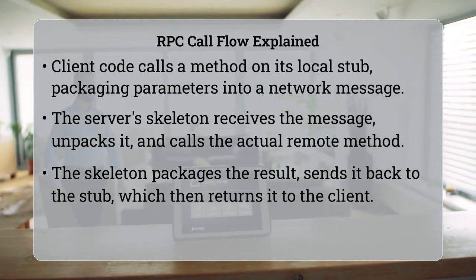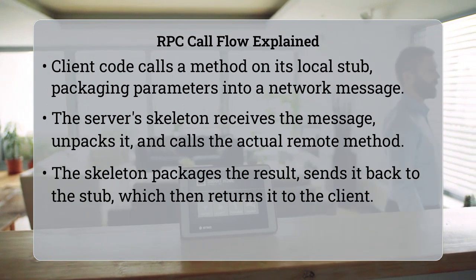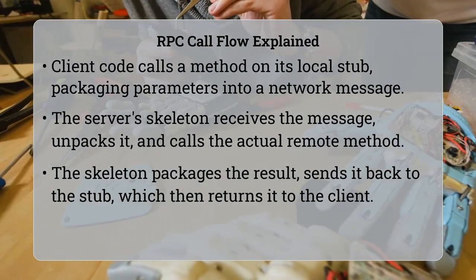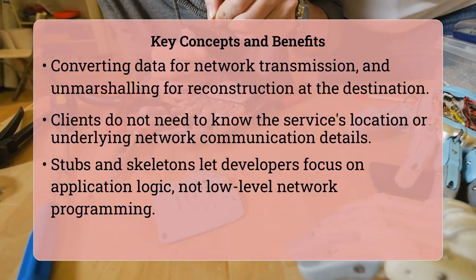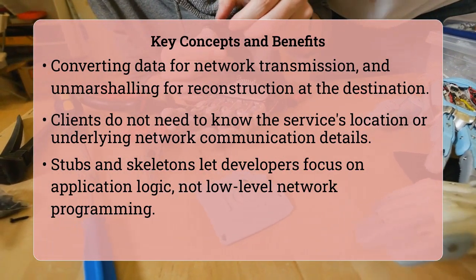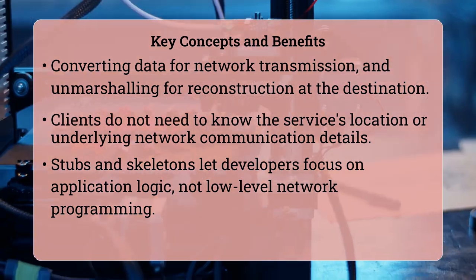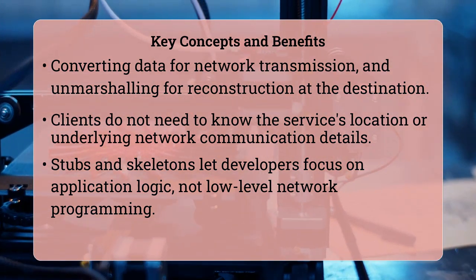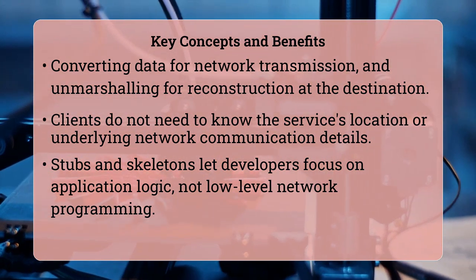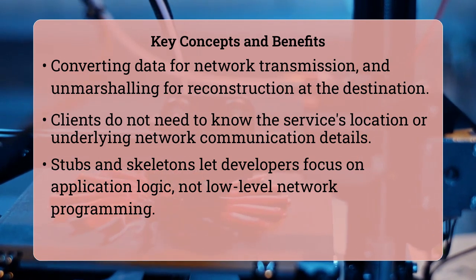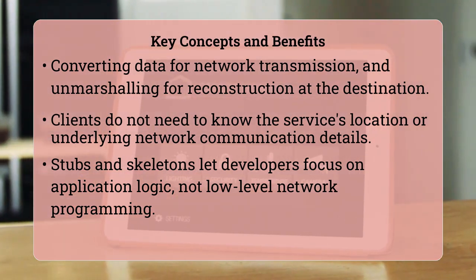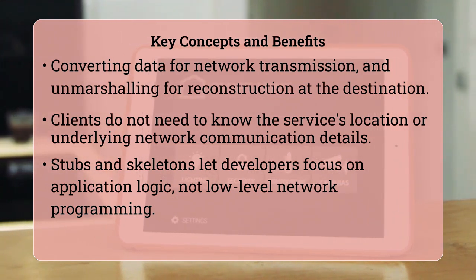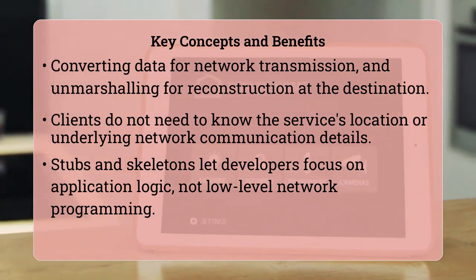The concepts of marshalling, converting data structures or objects into a format suitable for transmission, and unmarshalling, reconstructing the data at the destination, are central to how stubs and skeletons operate. This entire mechanism provides location transparency to the client, meaning the client does not need to know where the service is located or how it communicates over the network. It simply makes a local-looking call.